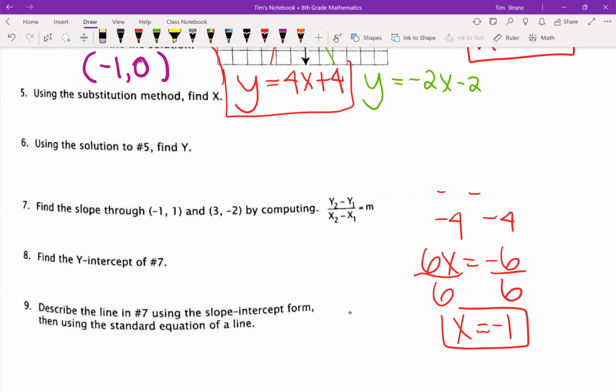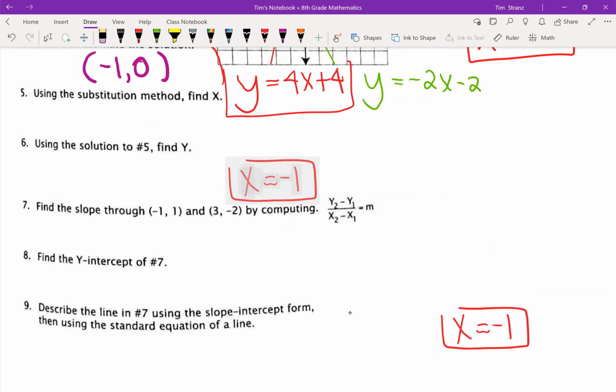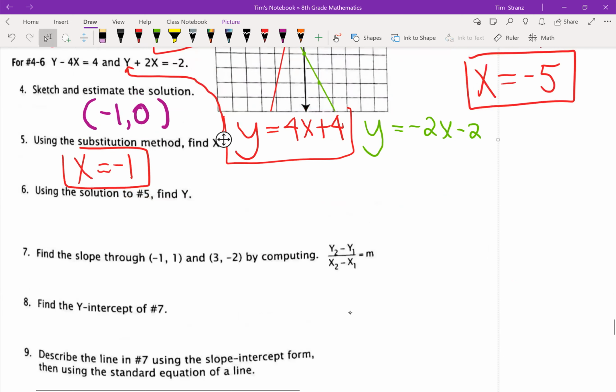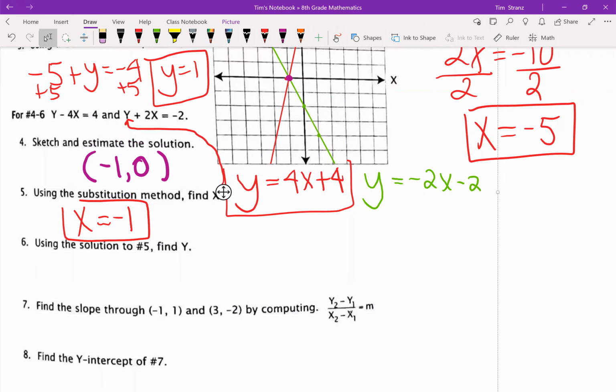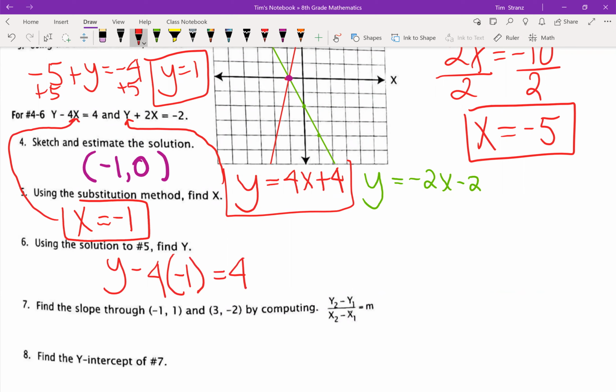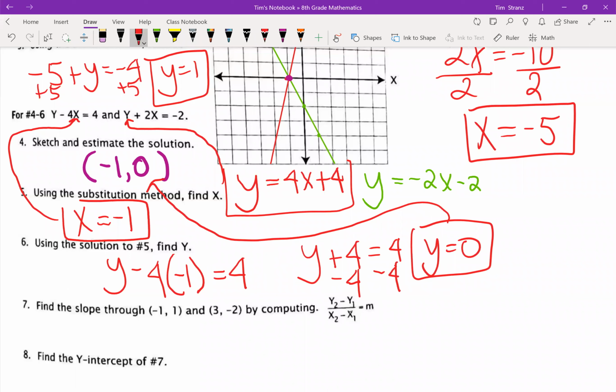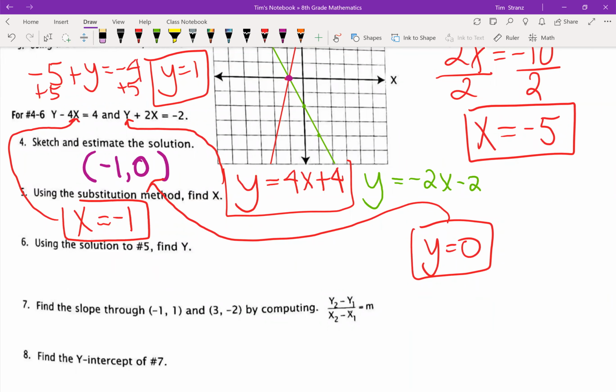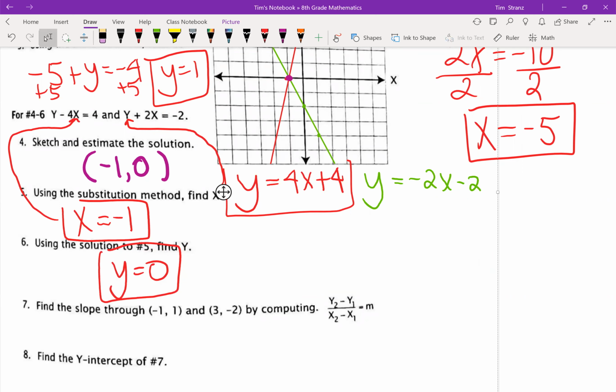I'm going to erase all this here. I'm going to move my x equals negative 1 up here. All right, now let's find out what y is. So I'm going to take my negative 1 and plug it into one of the equations. I don't care which one. I'll just do it in this one right here. So now I got y minus 4 times negative 1 equals 4. That's going to be y plus 4 now, because a negative 4 times a negative 1 is plus 4, equals 4. Subtract 4, y equals 0. Another good sign because these match up, so you know I did it correctly. Move this over. Y equals 0.